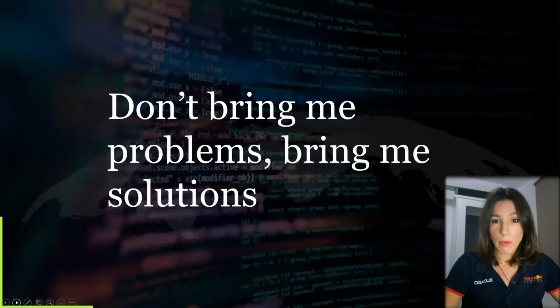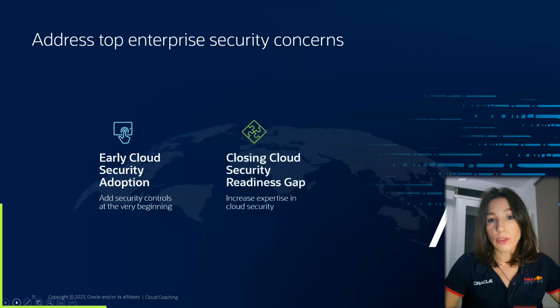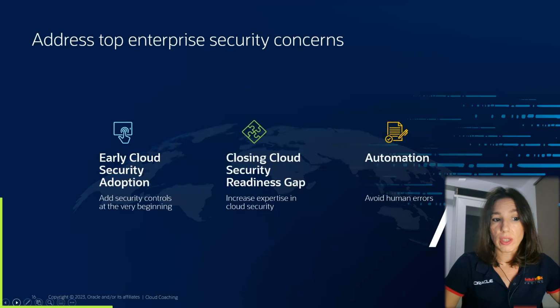Don't bring me problems, bring me solutions. Which approach do you think we should take to give a solution to this complexity? The first thing we need to do to address those security concerns is to ensure that we add security controls at the very beginning. It is therefore important to have the right security experts who can add those controls in a proper way. And if there is automation in the implementation, this will make our life easier.